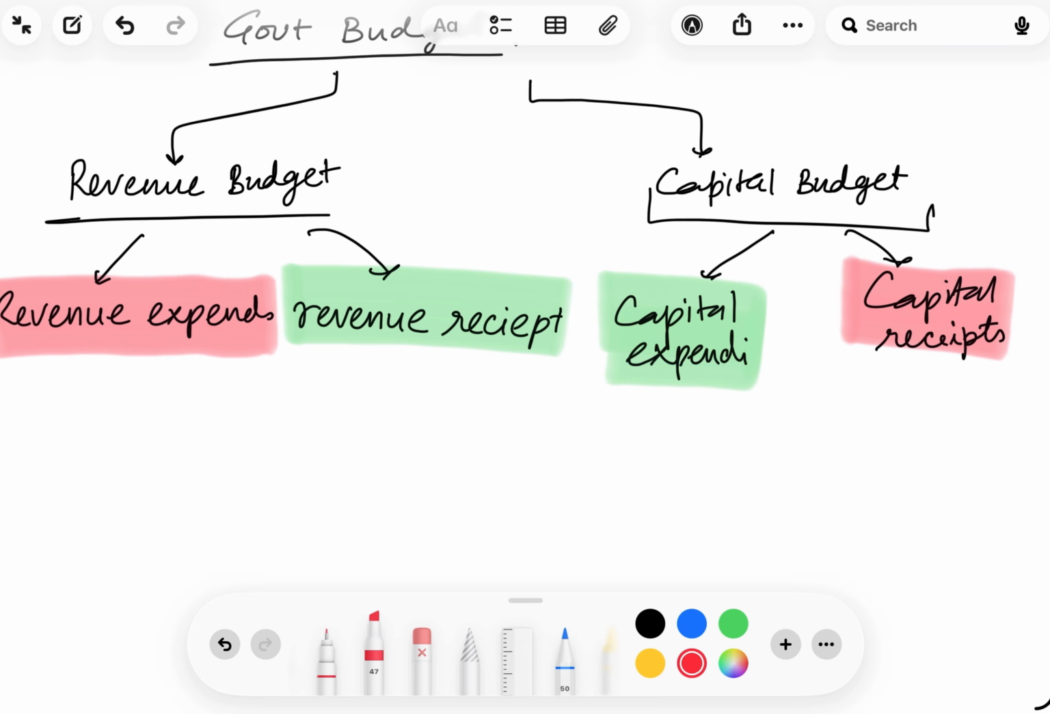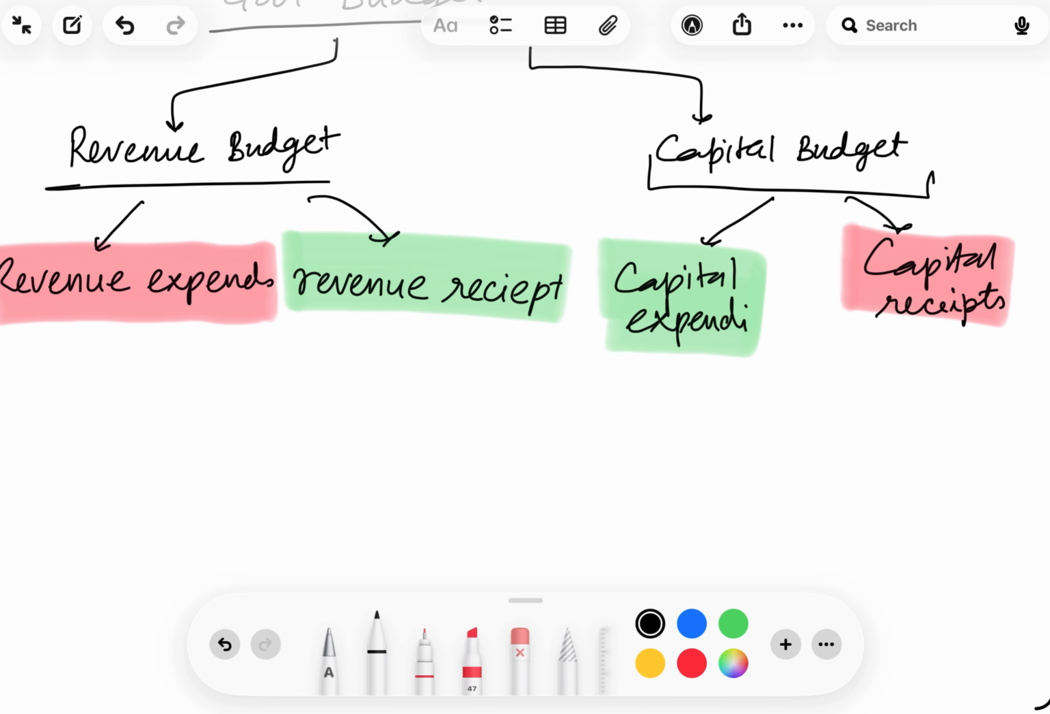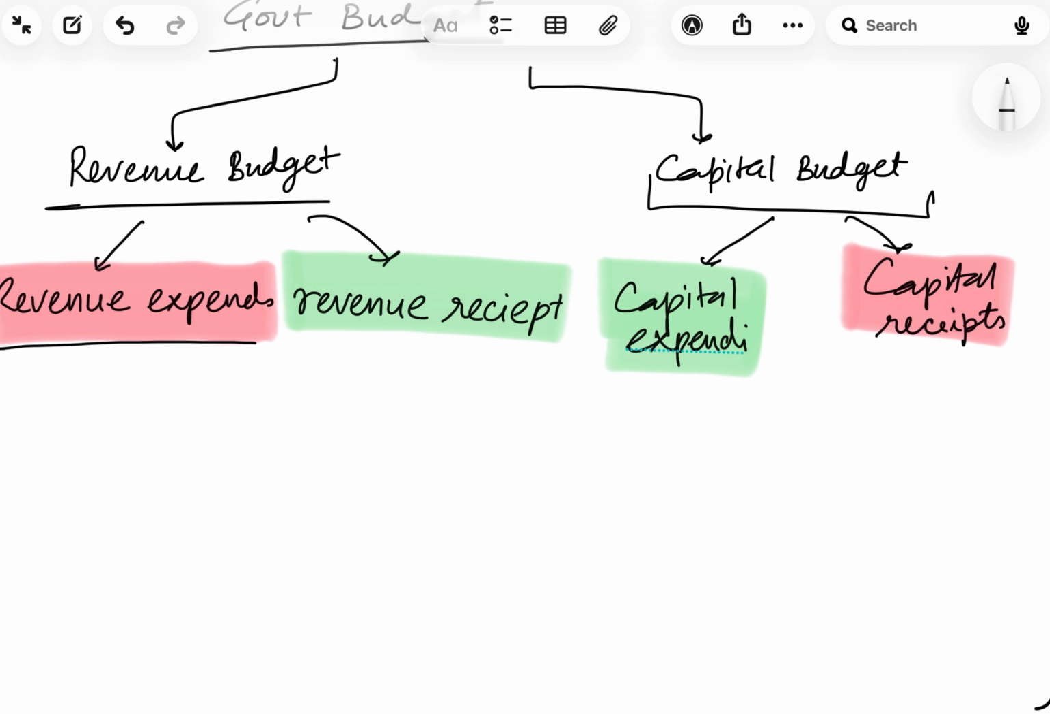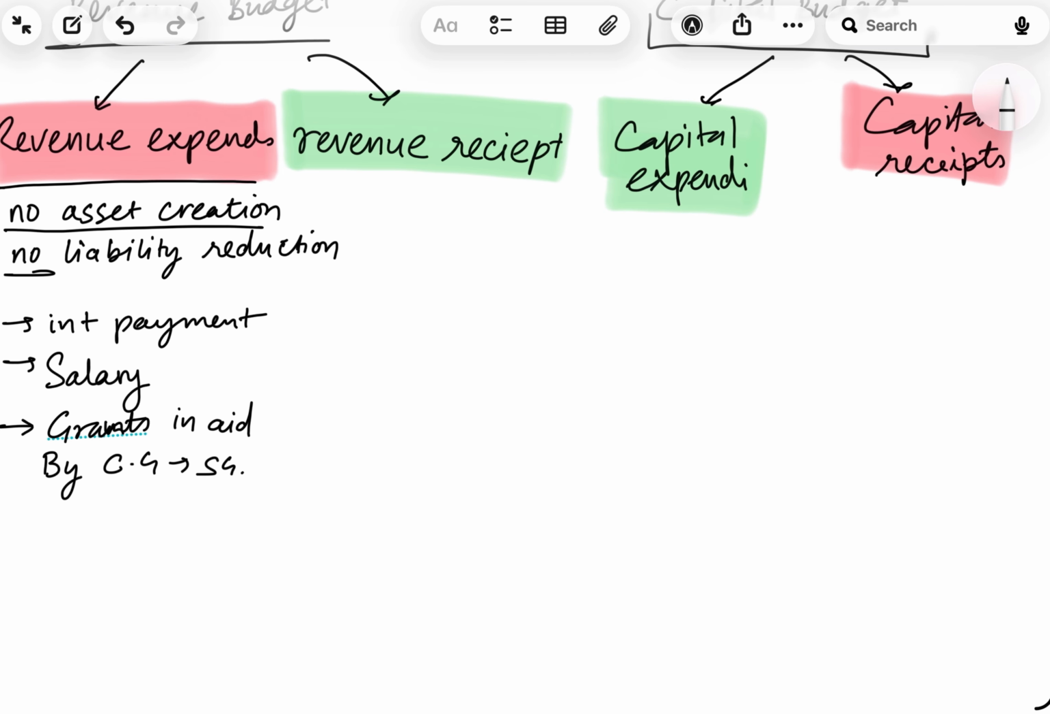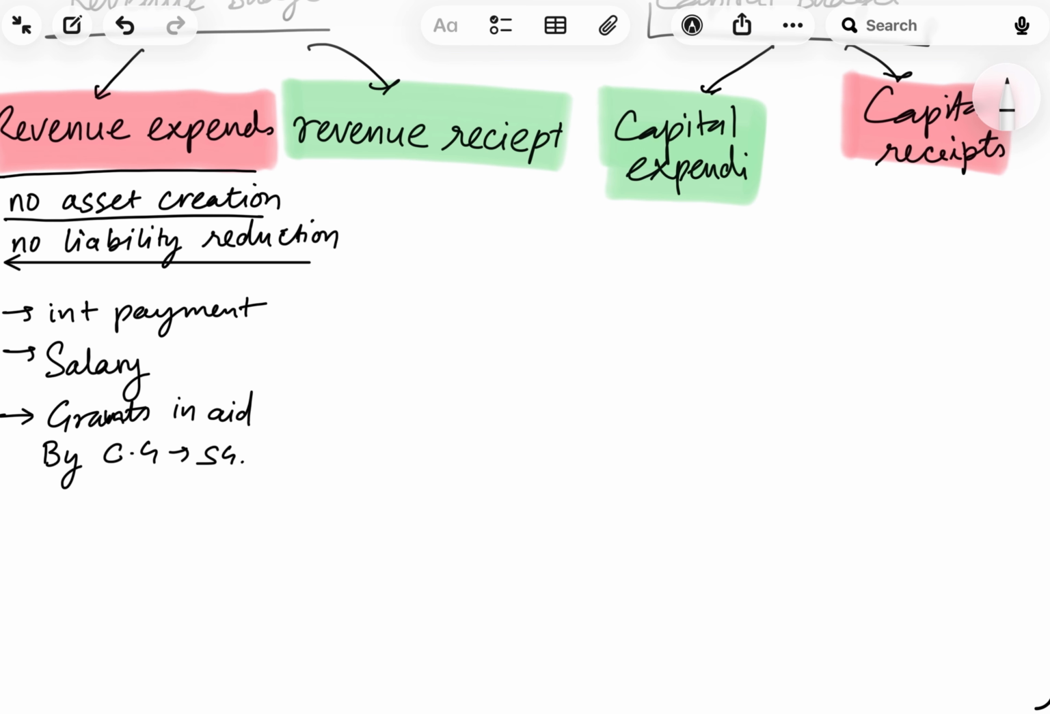Why is revenue expenditure said to be bad? Because under revenue expenditure, nothing substantial happens. These are the expenses that we have done on things which don't create any long-term asset, but they don't reduce any long-term liability also. No asset creation and no liability reduction. Now what are these examples? Like interest payment on loans, salary given to its employees, grants in aid by central government to state government. All of these things don't create any asset and don't even reduce any long-term liabilities. They are just expenditures which do not add much value to the system.